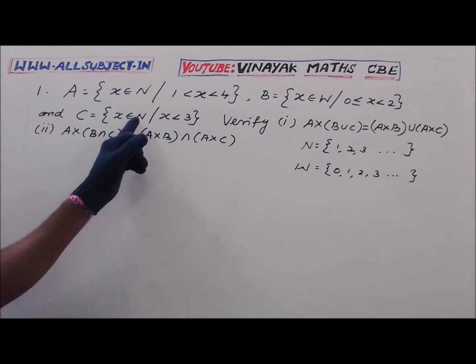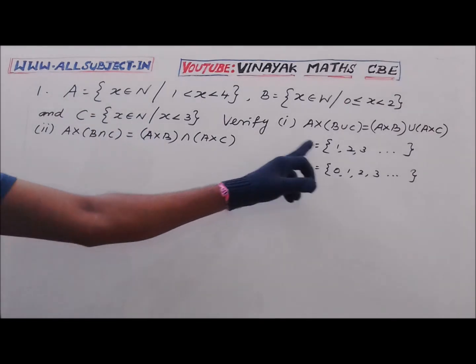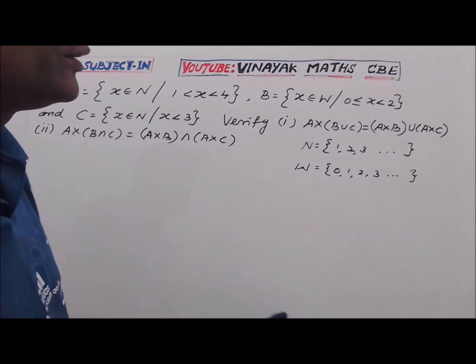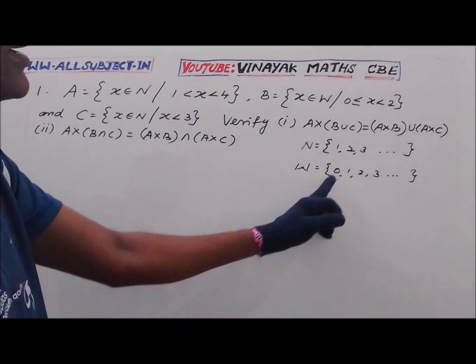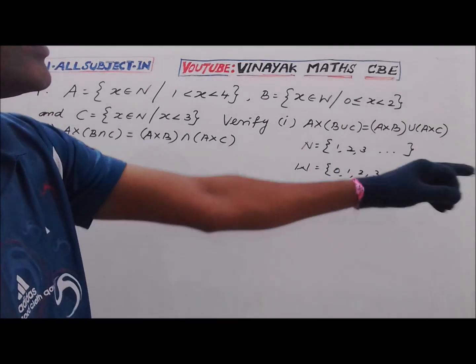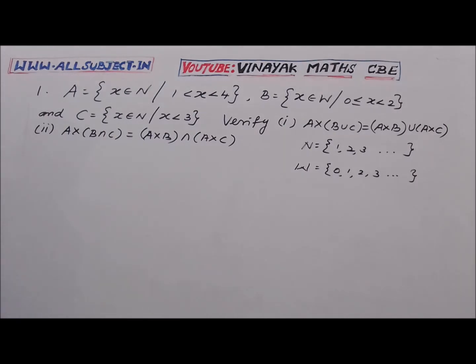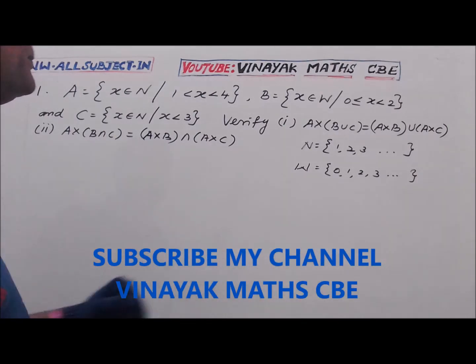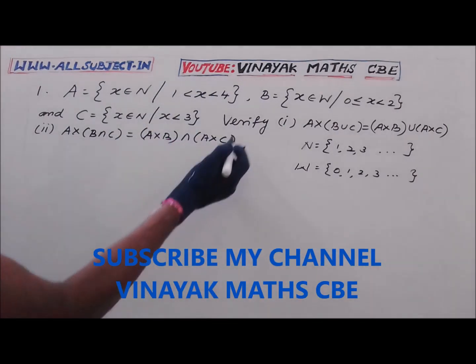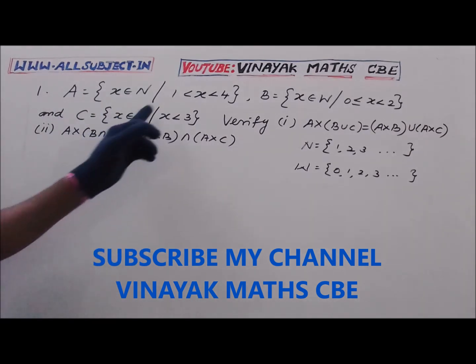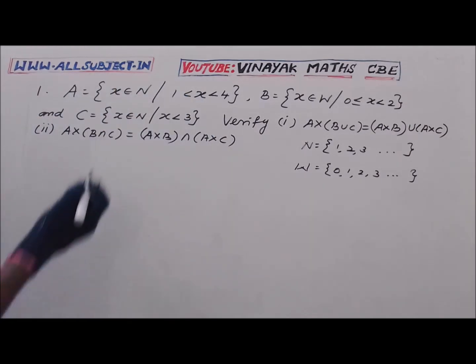And here also we have only natural number. So the natural numbers start from 1 and go till infinity, and whole numbers start with 0, 1, 2, 3, etc. and go till infinity. Now here, there are 3 sets given. First we should find the elements in each set.